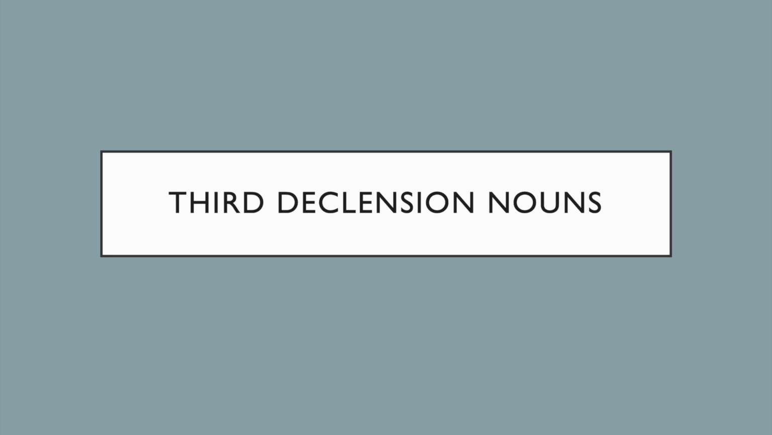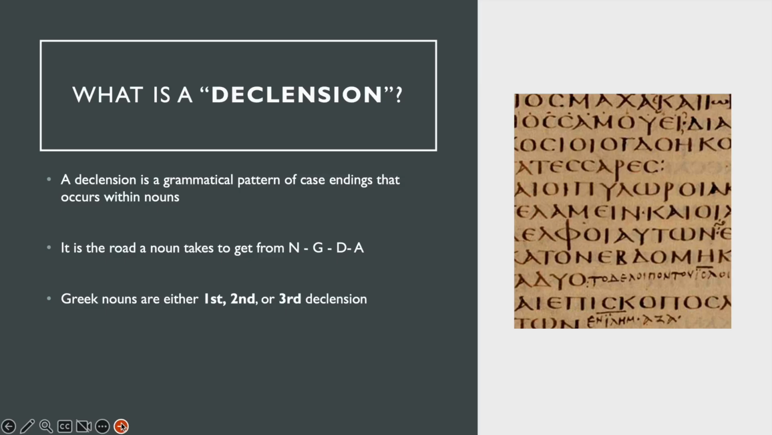Hello everyone, welcome to Greek Part 2, and we're beginning by learning about third declension nouns. First of all, I want to begin by explaining what this term declension means. Declension is a grammatical pattern of case endings that occurs within nouns. Put simply, it's the road that a noun takes to get from nominative to genitive to dative to accusative.